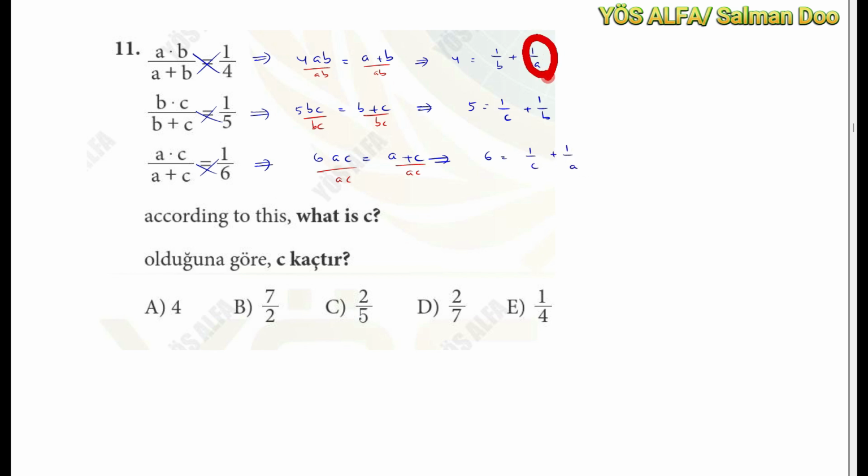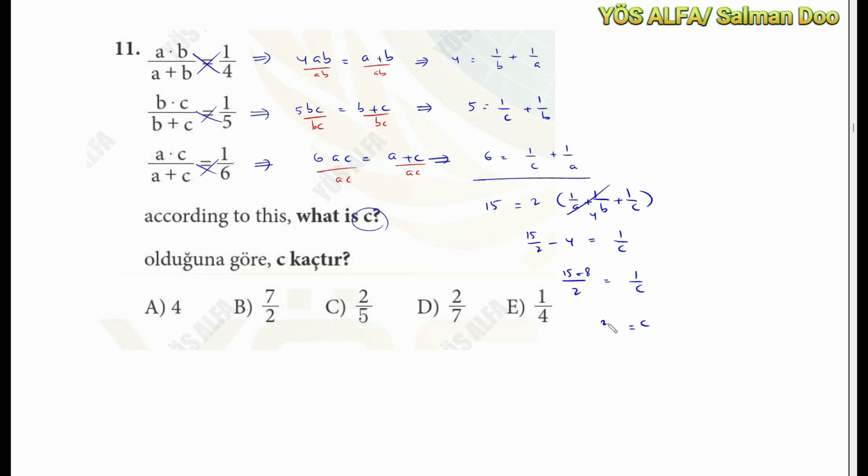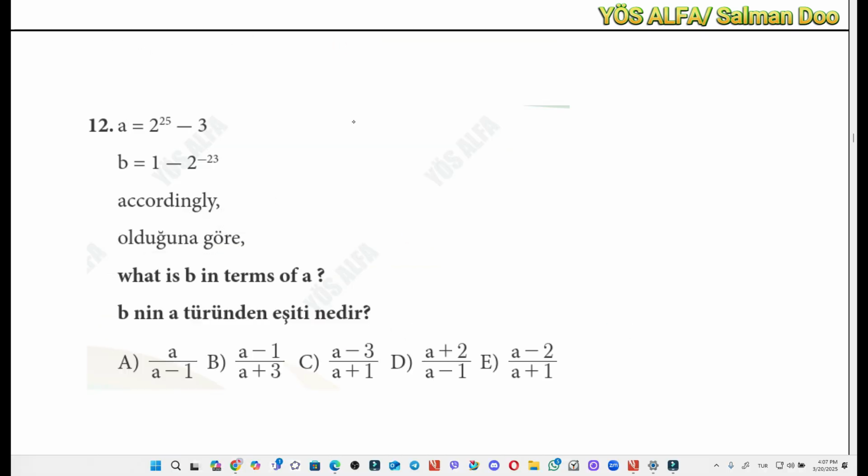From here, we have 1 over a twice, and 1 over b twice, and 1 over c twice. So when we sum them up, we have twice 1 over a plus 1 over b plus 1 over c is equal to 15. And we're asked to find c. And we know that 1 over a plus 1 over b is equal to 4. From here, we have 15 over 2 minus 4 is equal to 1 over c. 15 minus 8 over 2 is 1 over c. So from here, we have c is equal to 2 over 7. The answer is D. Number 12.